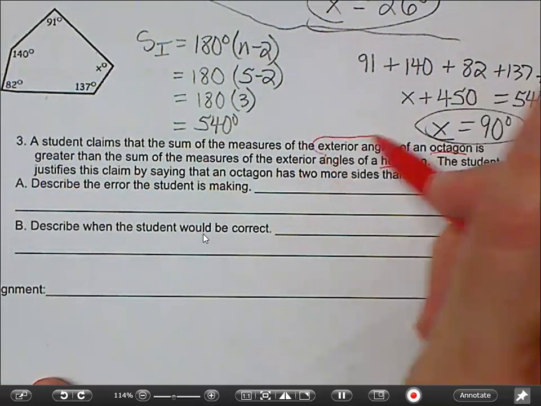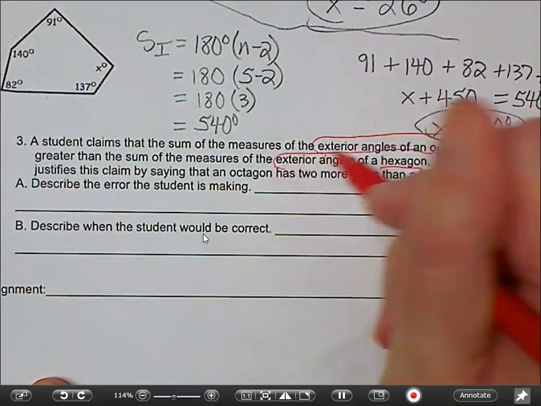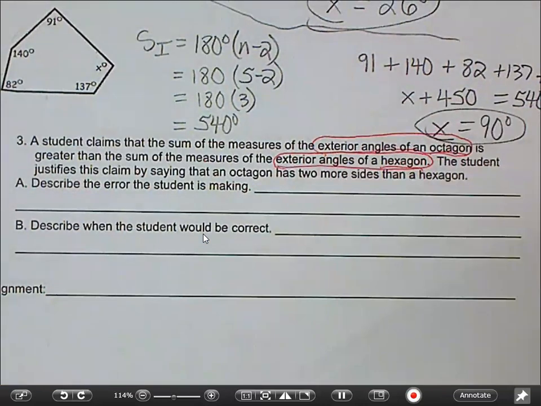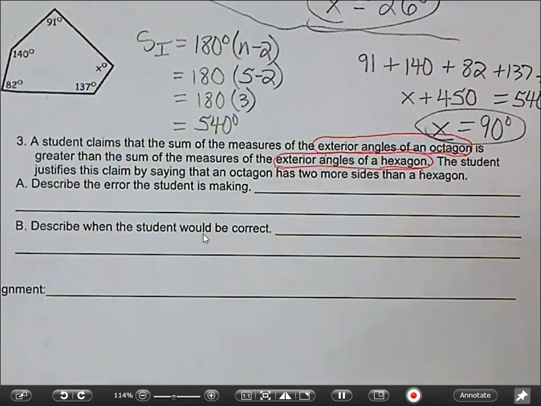So what I'm going to do is I'm really going to hammer home what they were talking about. Okay, 2 different shapes. Octagon having 8 sides, hexagon having 6 sides. The student is justifying this claim by saying that an octagon has 2 more sides than a hexagon. Okay, so here's what it comes down to. We were using different formulas and different rules throughout this lesson. And notice that one of the keywords is exterior, meaning exterior angles.